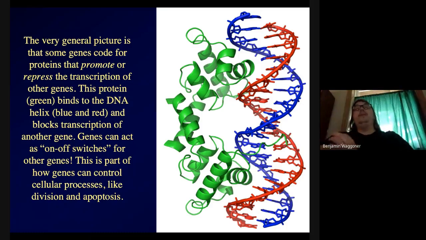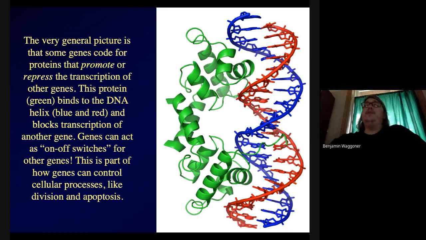So this enables one gene to act as an on-off switch for other genes. You could have one gene that's transcribed and translated into a protein that then comes around and blocks several other genes from being transcribed and translated. Or you could have a gene that's transcribed, translated into a protein that comes around and encourages several other genes to be transcribed and translated. This is part of how genes can control cellular processes like division and apoptosis.